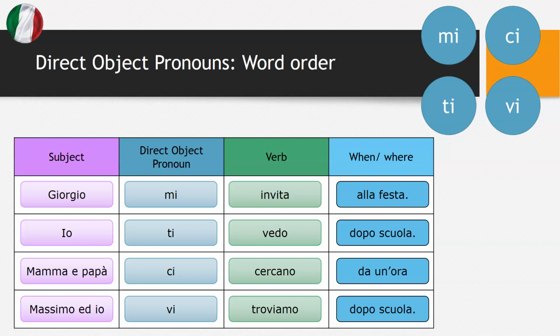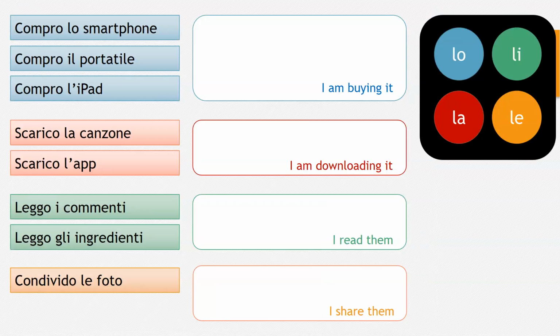Let's have a look at the words for it and them. So these were the other direct object pronouns that we saw in the table earlier. We have lo, la, li, and le. Now, if you can have a look at the color coding, and you might have already identified this within the pattern, but you can see that they change depending on gender and number. So whether it's masculine, feminine, singular, or plural.